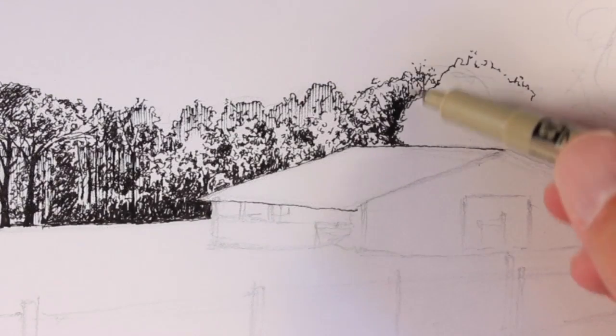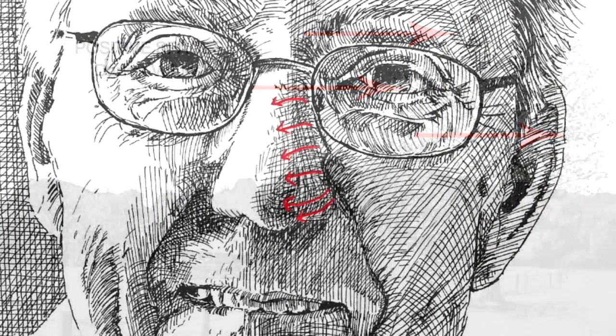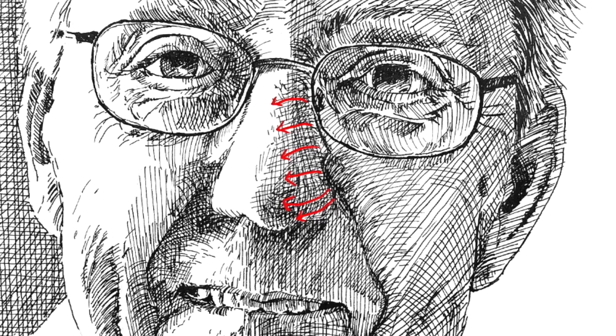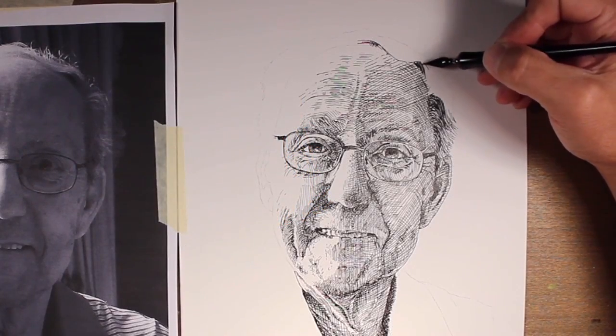We'll also delve into landscape drawing and how to use various techniques to create the illusion of depth. We'll take a look at portrait drawing and how to use cross-contour lines and shading techniques to communicate the illusion of form in your subject.